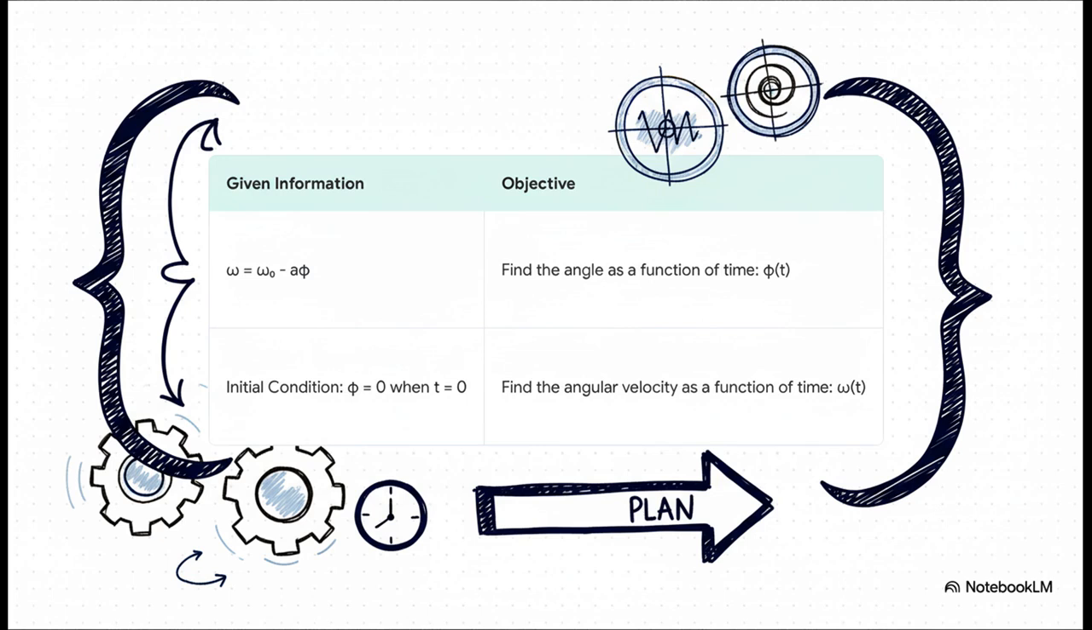Okay, let's lay this all out nice and clear. On the left, we have everything we know, the equation connecting omega and phi, and the fact that we start at angle 0 at time 0. And on the right, that's our goal. Find the angle as a function of time and find the velocity as a function of time. Having it laid out like this gives us a crystal clear plan.